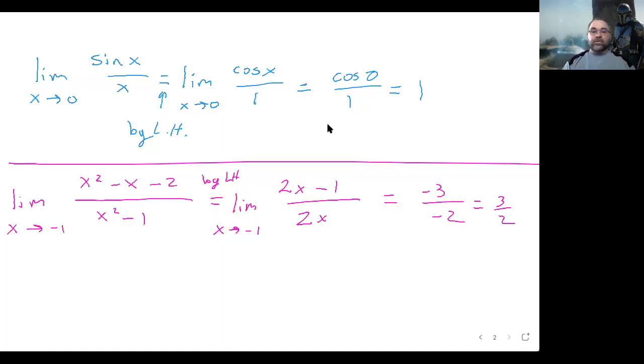Now, the other way we would have done it in the past, right? We would have factored the numerator, factored the denominator, canceled out the removable discontinuity, and done all that. But if all we were interested in doing was just figuring out what the limit as x approaches -1 is, L'Hopital's rule provides us with a really easy way to do that. And that's really it, guys. That's all that's involved in L'Hopital's rule.